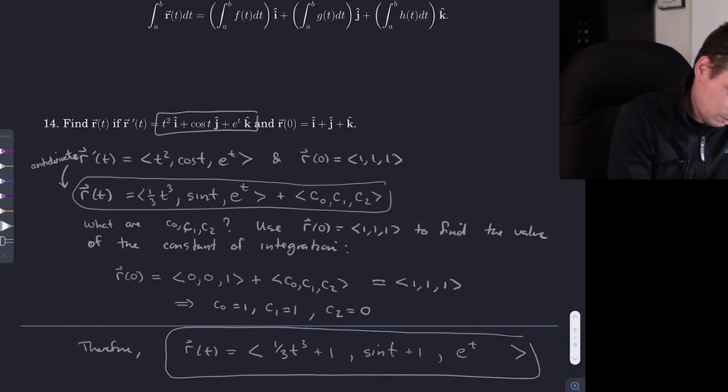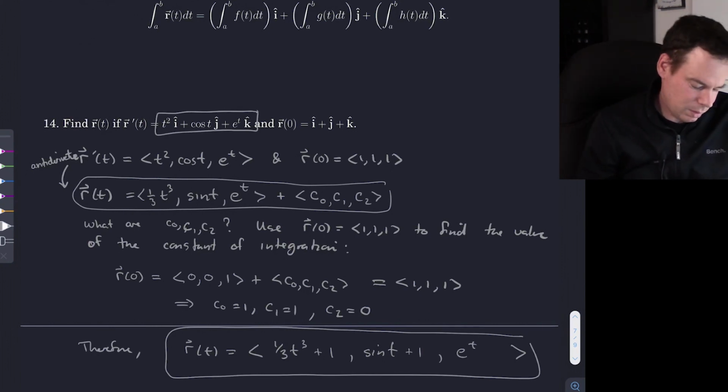Its derivative is what's given in the question, and you can check that easily. The derivative is t squared, the derivative of sine is cos t, and the derivative of e to the t is e to the t. And when I plug 0 in, I get the value (1, 1, 1).